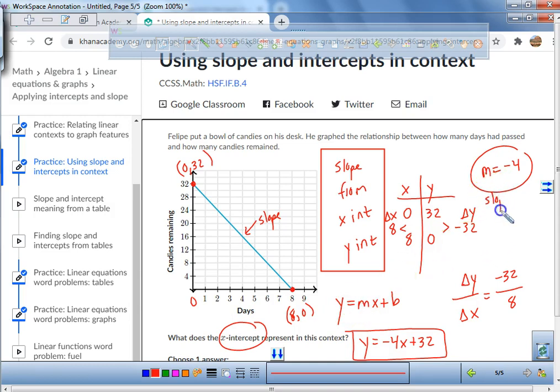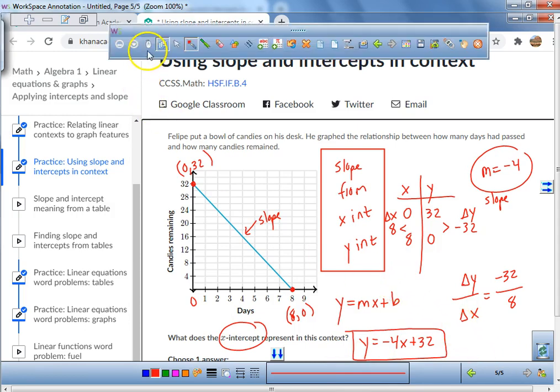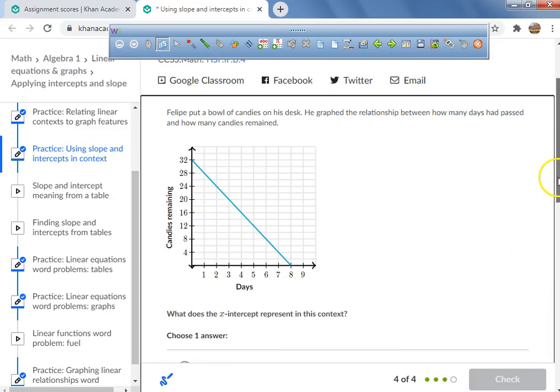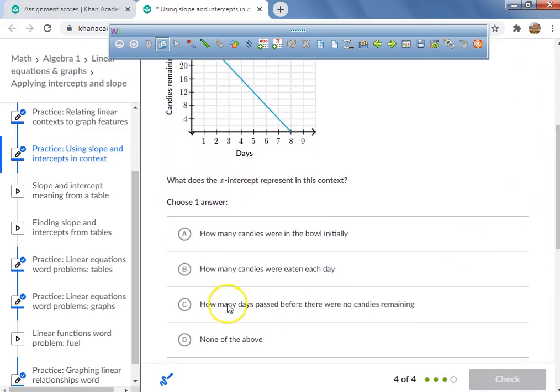What else do you have to know how to find? The y-intercept and the x-intercept. You got to be able to build the equation. And that's it, guys. The rest of the period, you have a chance to work on all of these. You see how easy this is? It's not that bad. So what does the x-intercept represent? How many days passed before there were no candies remaining. After 8 days, no more candy.